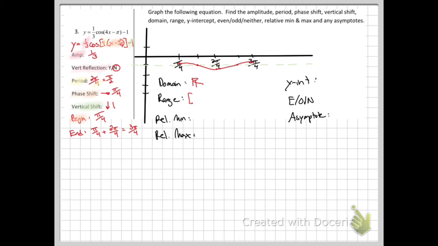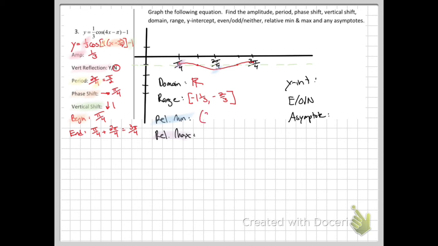Range, it went a third below negative 1, so negative 1 and a third, all the way up to a third above negative 1, which is actually negative 2/3. Then relative min, relative max. I've been making minimum blue, bottom of a valley. Max is purple. I always just choose the furthest to the left value. So bottom of a valley.